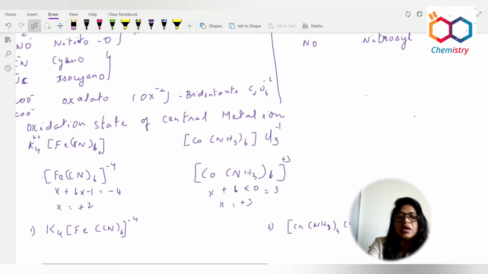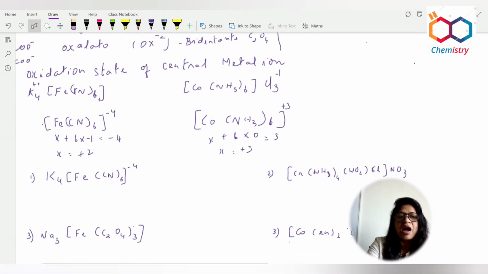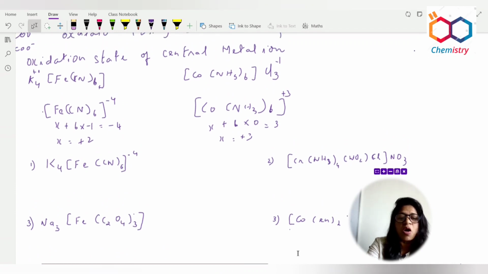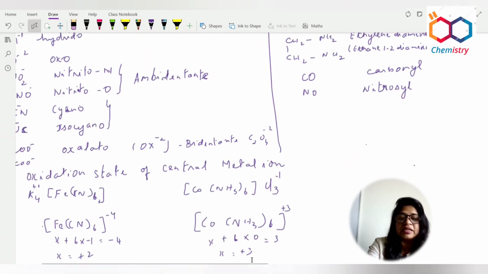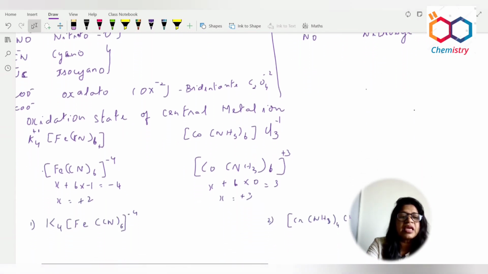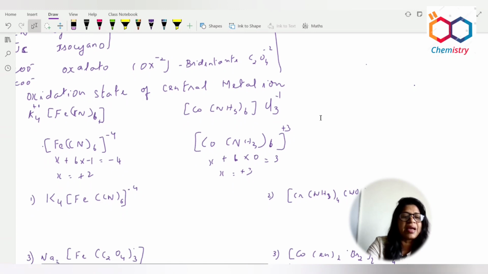So first you should learn the names of these ligands. After learning the names of these ligands, the next step is to learn how to calculate the oxidation state. To calculate the oxidation state, I have given one example here, K4[Fe(CN)6]. K is plus 1, so it is plus 4. Remove K and put minus 4 above the coordination entity. The square bracket is called the coordination entity.